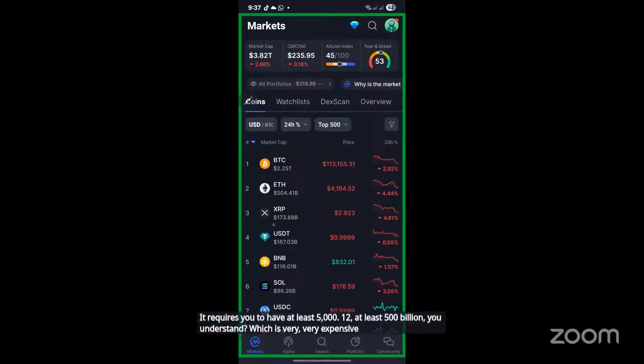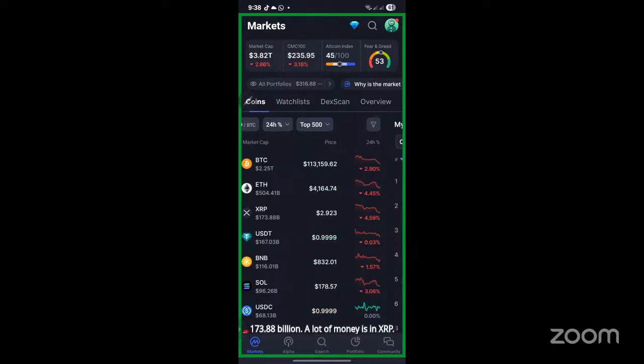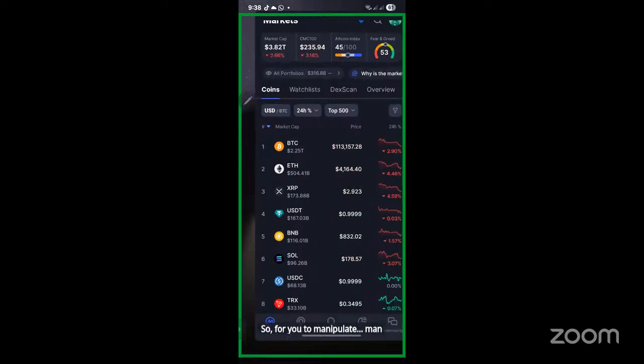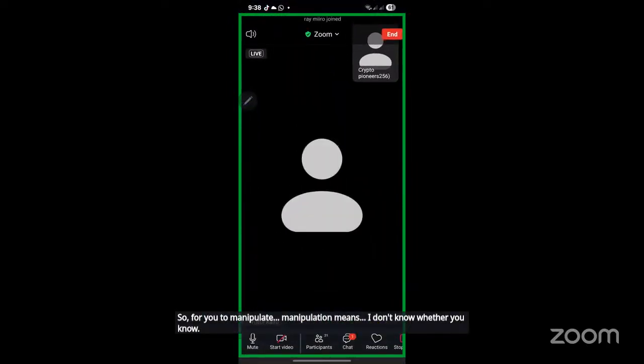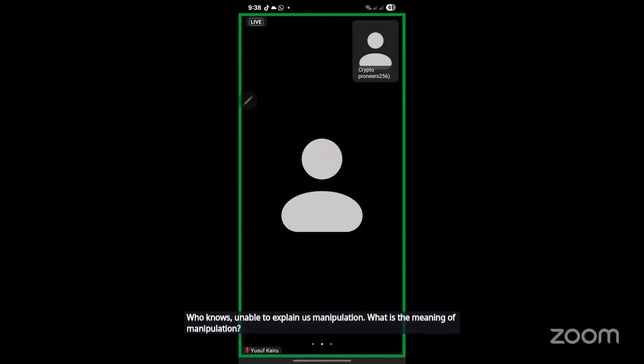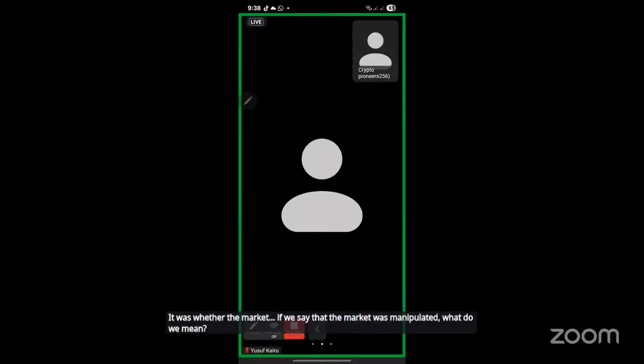What about XRP? 173.88 billion. A lot of money is in XRP, and very many people trust it. So for manipulation, I don't know whether you know, who can explain to us manipulation? What is the meaning of manipulation? If we say that the market was manipulated, what do we mean? Can somebody give us the answer?